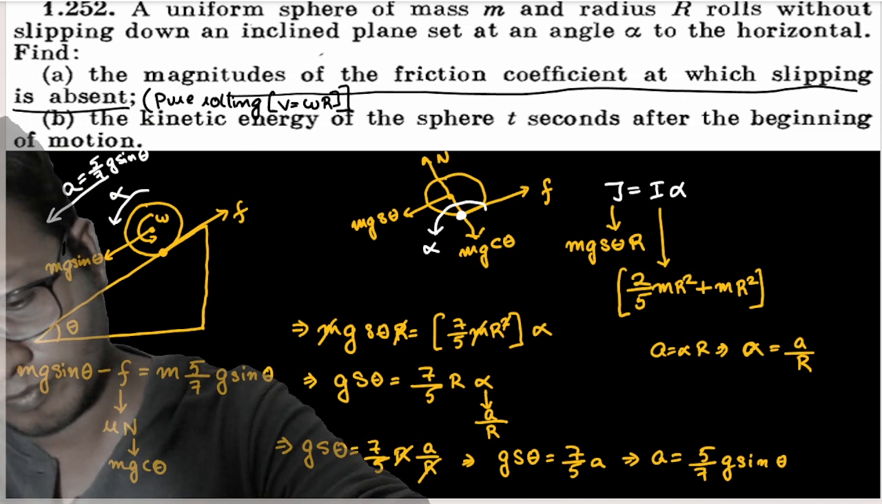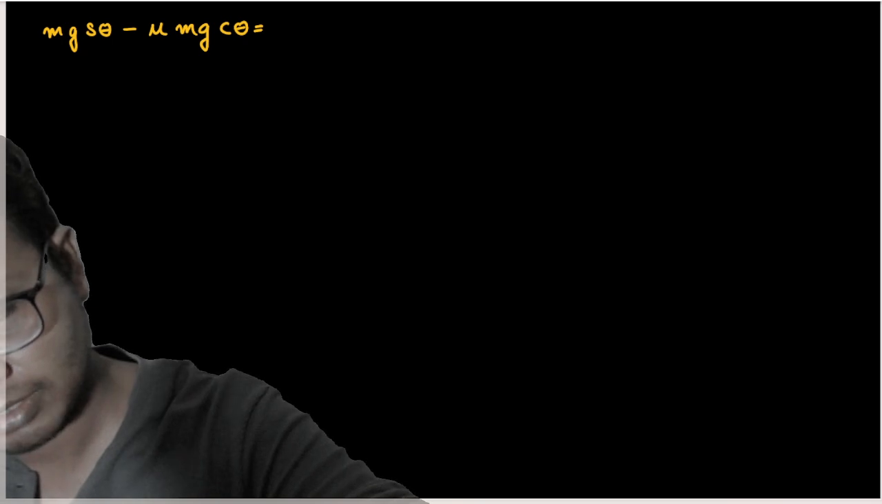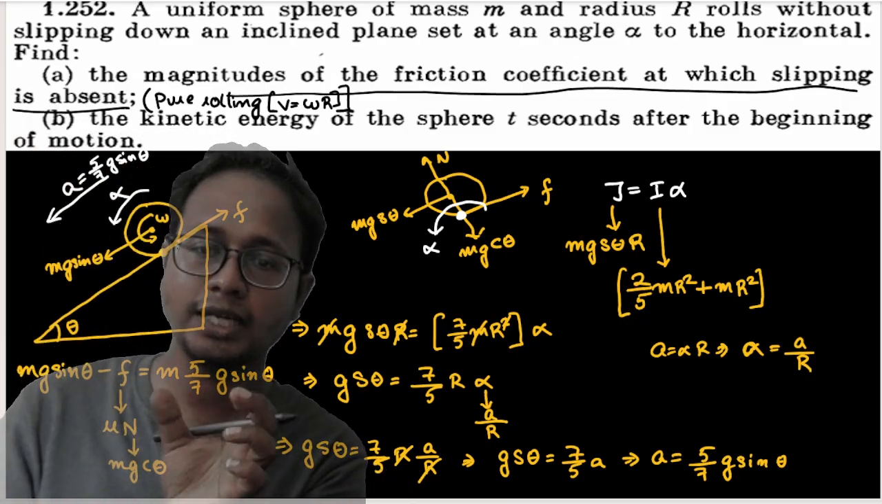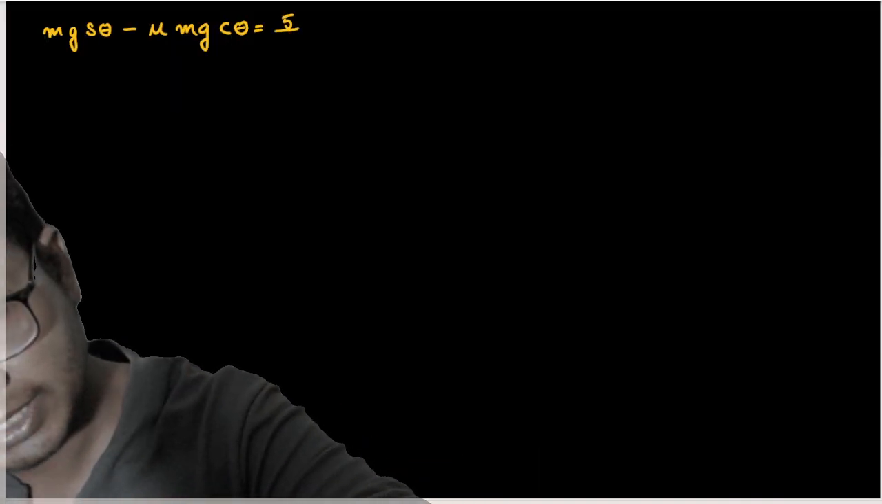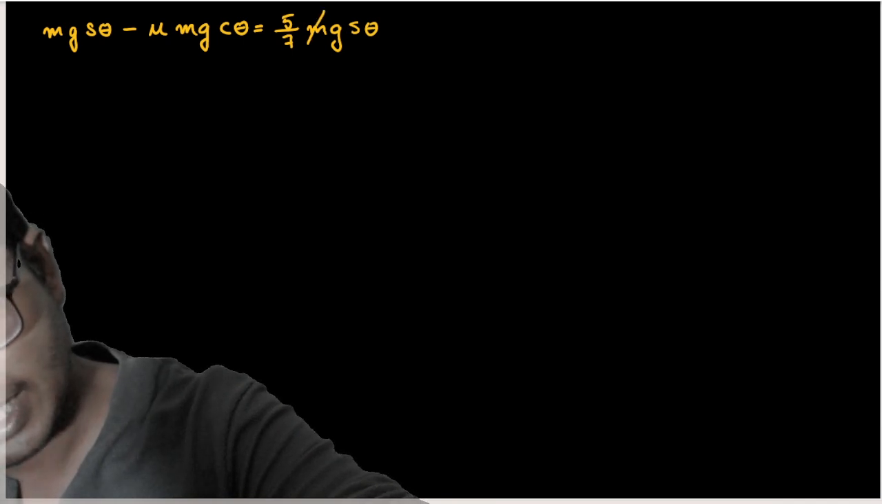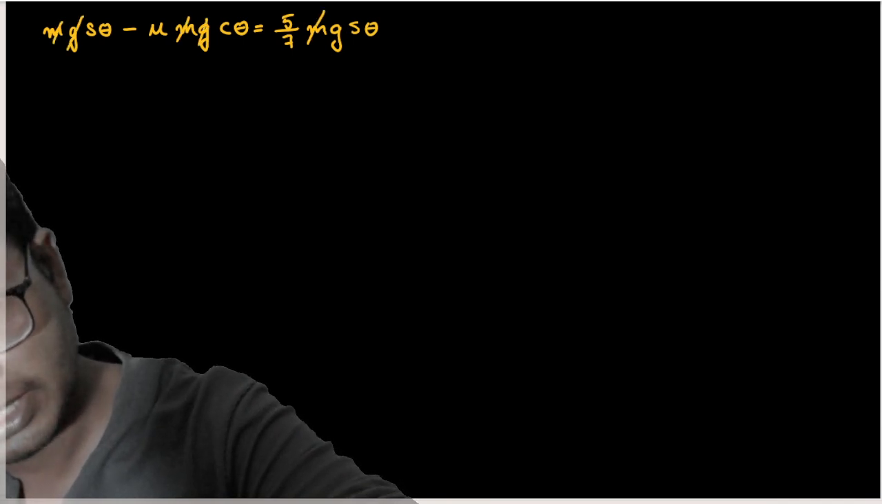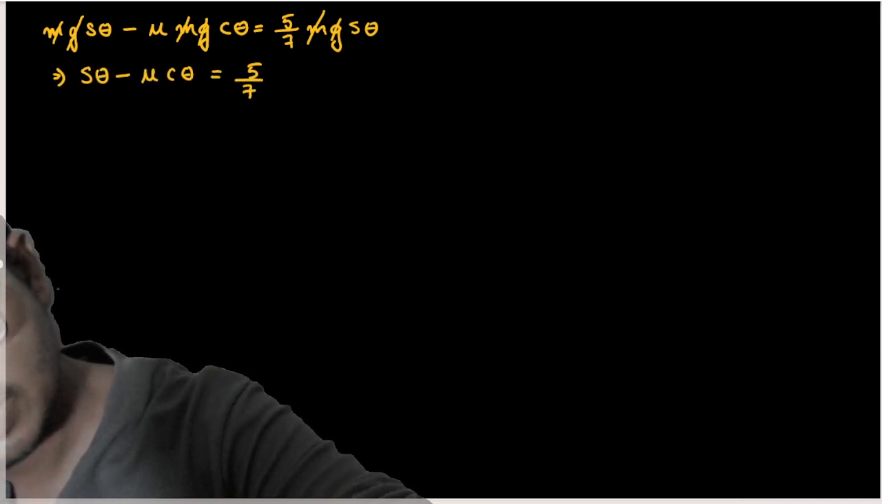So if I just solve this problem, mg sin theta minus mu mg cos theta is equal to how much? It is equal to 5 by 7 mg sin theta. Now let's solve this problem. M and g will get cancelled. So sin theta minus mu cos theta is equal to 5 by 7 sin theta.